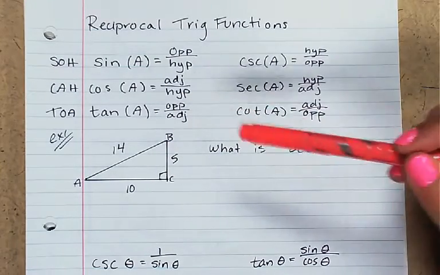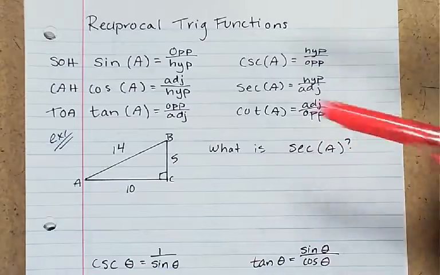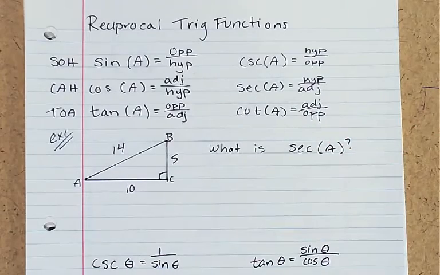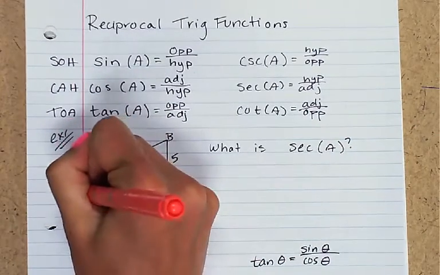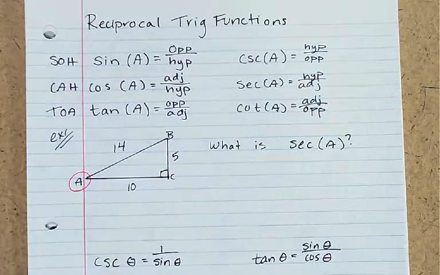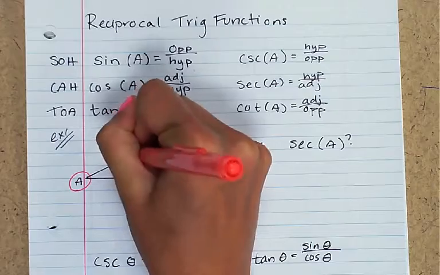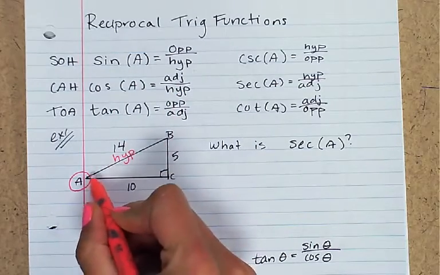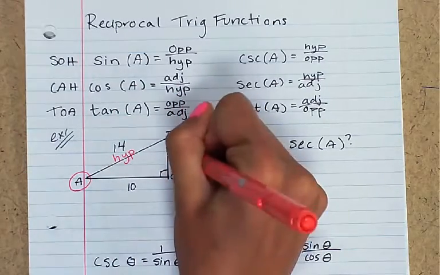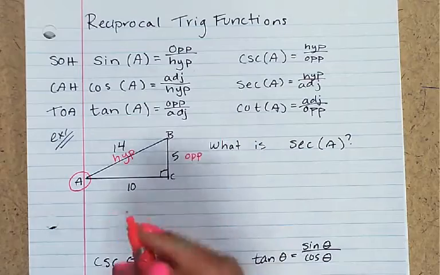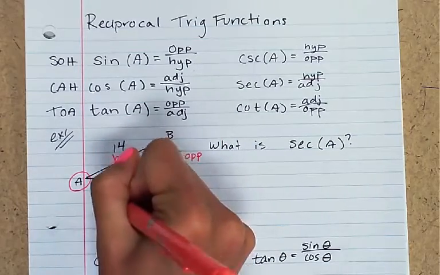So for example 1, it says, what is secant for angle A? Angle A here is our reference angle. So I'm just going to write out what each side is. Opposite your right angle, that's always your hypotenuse. The one that's all the way across from A, that's your opposite. And then your other leg that's touching A, that's your adjacent.